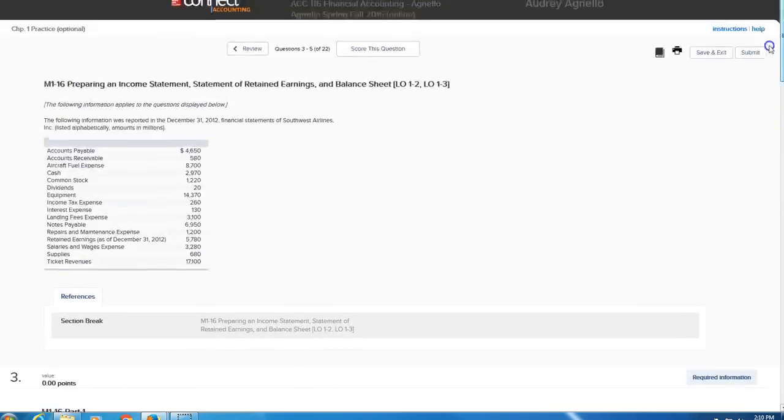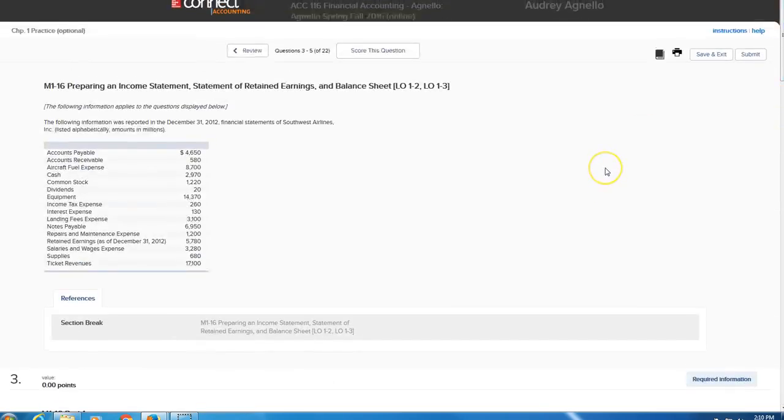Now, you're going to have a homework problem where it will provide you with the previous year's account balances, and you're going to be adding those in.